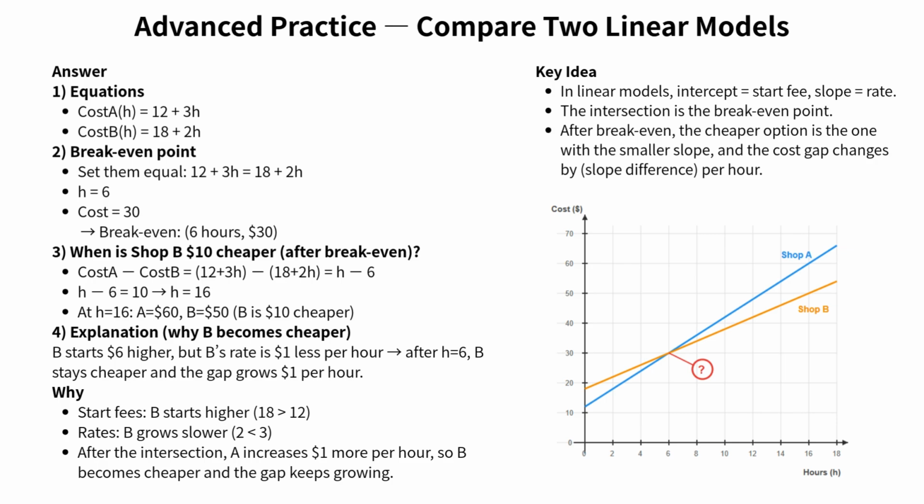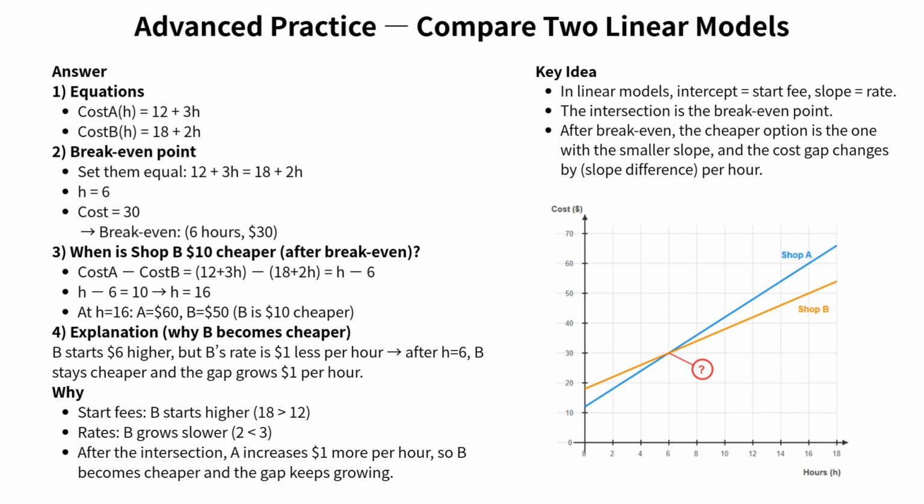But we also want the cost at that point, because a break-even point is really a pair, time and cost. So plug H equals 6 into either equation. For shop A, 12 plus 3 times 6. 3 times 6 is 18, and 12 plus 18 is $30. So the break-even point is 6 hours and $30. And if you look at the graph, that's exactly where the two lines meet.